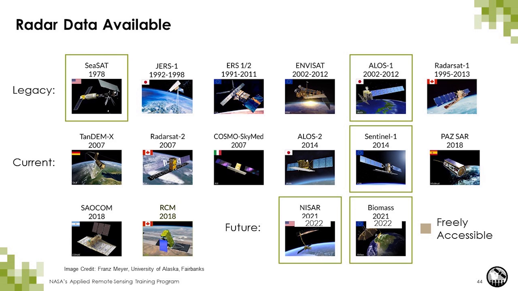So this data set is not only available through the Alaska Satellite Facility, but also through the European Space Agency's Copernicus Hub. In terms of the future, there's the NISAR satellite mission, which is a joint NASA and Indian Space Agency satellite mission that will have L and S band SAR sensors. And there's also Biomass at around the same time, a SAR satellite mission from the European Space Agency that will have a P-band sensor.